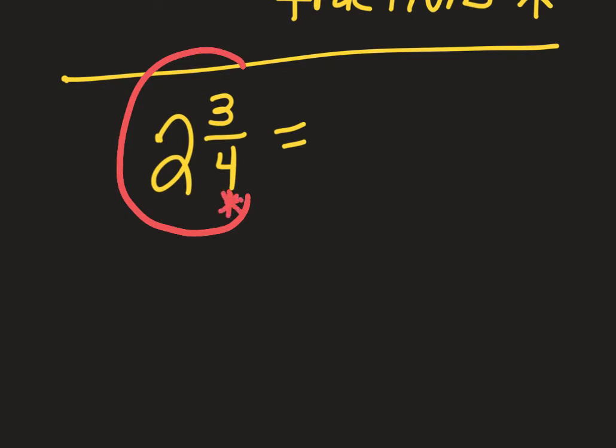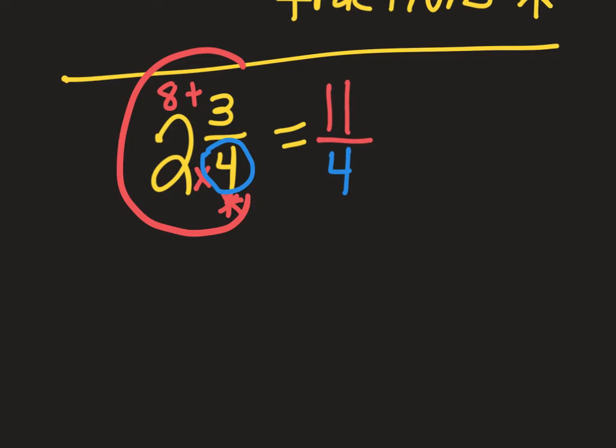Okay, you're going to multiply. 4 times 2 is 8, and then you're going to add. 8 plus 3 is 11, and again, whatever your denominator is to start with is what it is to end. So my answer is 11 over 4.